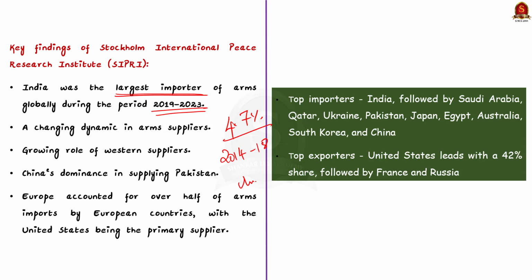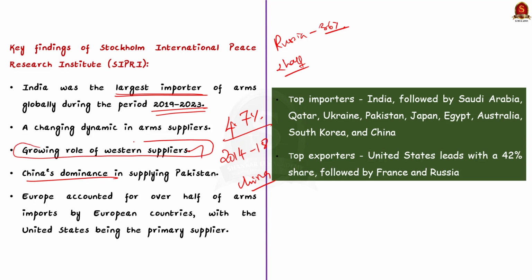Secondly, the report highlighted a changing dynamic in arms suppliers. See, historically, India's primary weapons supplier was Russia, but it accounted for only 36% of India's arms imports. The period between 2019 and 23 marked the first 5-year span since 1960 to 64 where Russian deliveries comprised less than half of India's arms imports. This reduction is primarily due to India's increasing diversification of sources, which now include Western countries as well as domestic manufacturers.